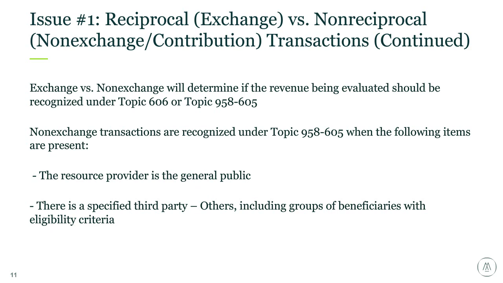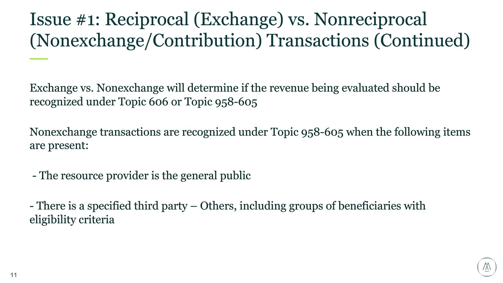Don't assume because the government is providing funding that it is always for the benefit of the general public. You need to assess the actual contract or transaction. Non-reciprocal transactions should be recognized under ASC 958-605 as contribution revenue.